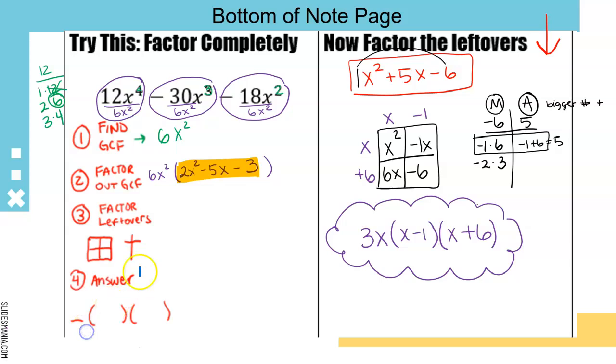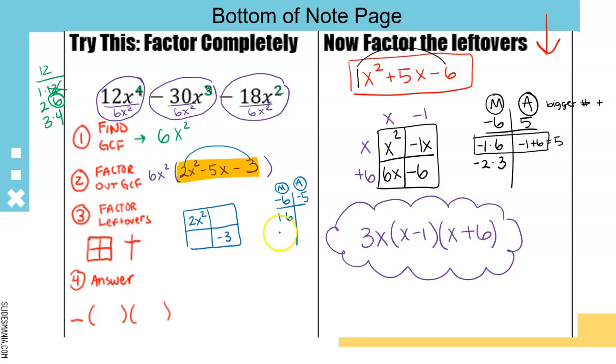So I'm going to continue this process, oops, wrong pen, by setting up my box. And I'm only going to worry about the leftovers. So 2x squared and -3. I will need two numbers that multiply to -6, but add to -5. 1 times 6, 2 times 3. Wow, this happens to be almost the exact same problem as before. I will this time need a +1 and a -6. So I get a 1x and a -6x.